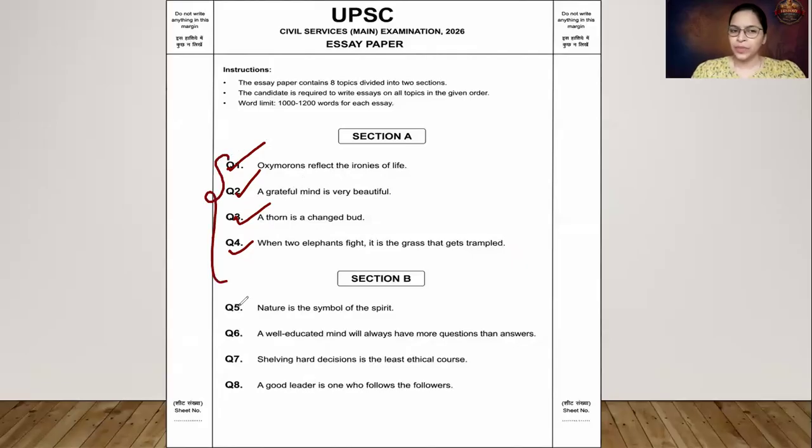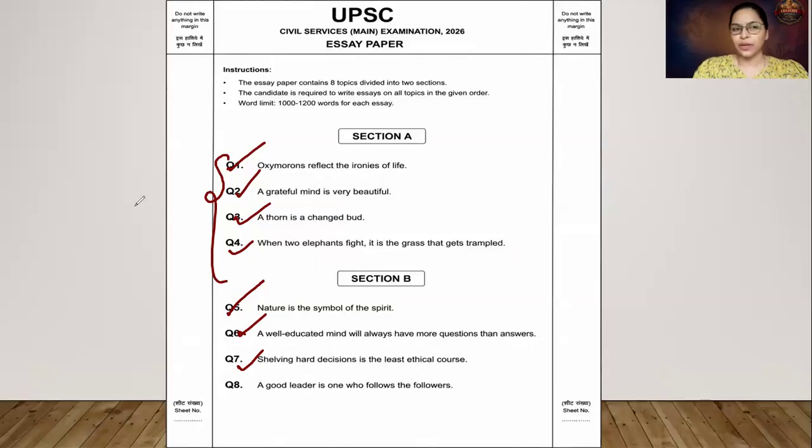Look at section B. Nature is the symbol of the spirit. Question number 6, a well-educated mind will always have more questions than answers. Question number 7, shelving hard decisions is the least ethical course. And question number 8, a good leader is one who follows the followers. So these are the broad essay topics for this year.